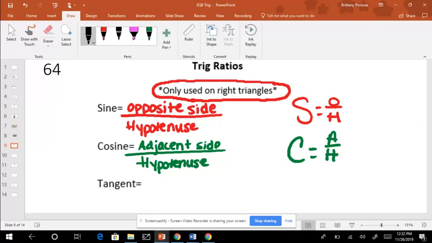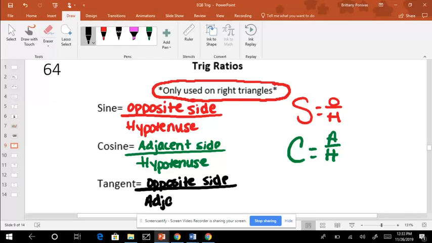For tangent, that is the opposite side of the angle over the adjacent side. And over here, we're going to put B equals O over A.